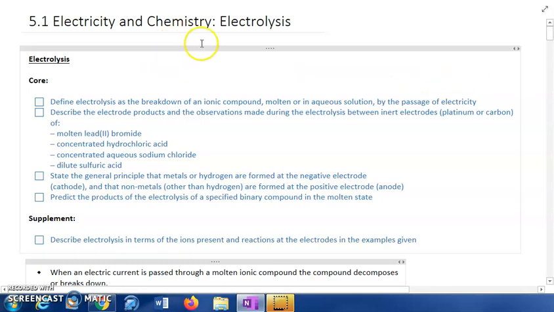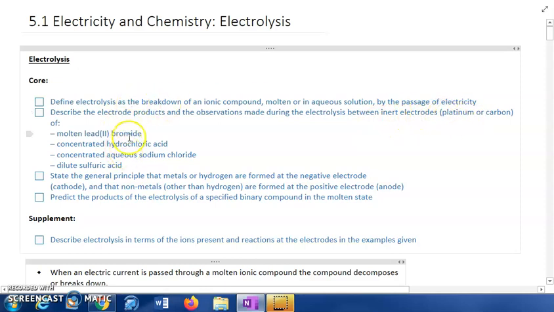So going here for electrolysis, this is what you need to know. You can see the learning outcomes over here. For core, what we'll be focusing on today is electrolysis. To define electrolysis as the breakdown of an ionic compound, molten or in aqueous solution, by the passage of electricity. So we're going to describe the electrode products and the observations made during electrolysis between inert electrodes.